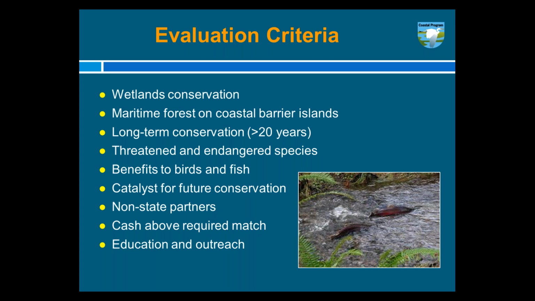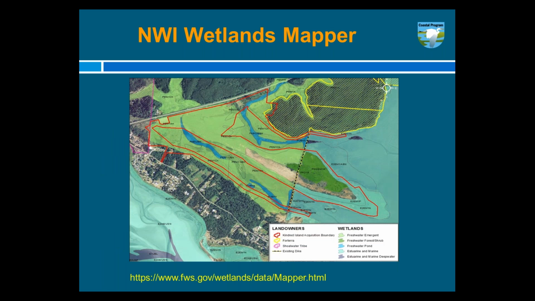I just lumped them together, but there's one for threatened and endangered species, one for benefits to birds, and one for benefits to fish. So those are somewhat duplicative. And then there are points also for having conservation partners besides just the state agency that's submitting the application.